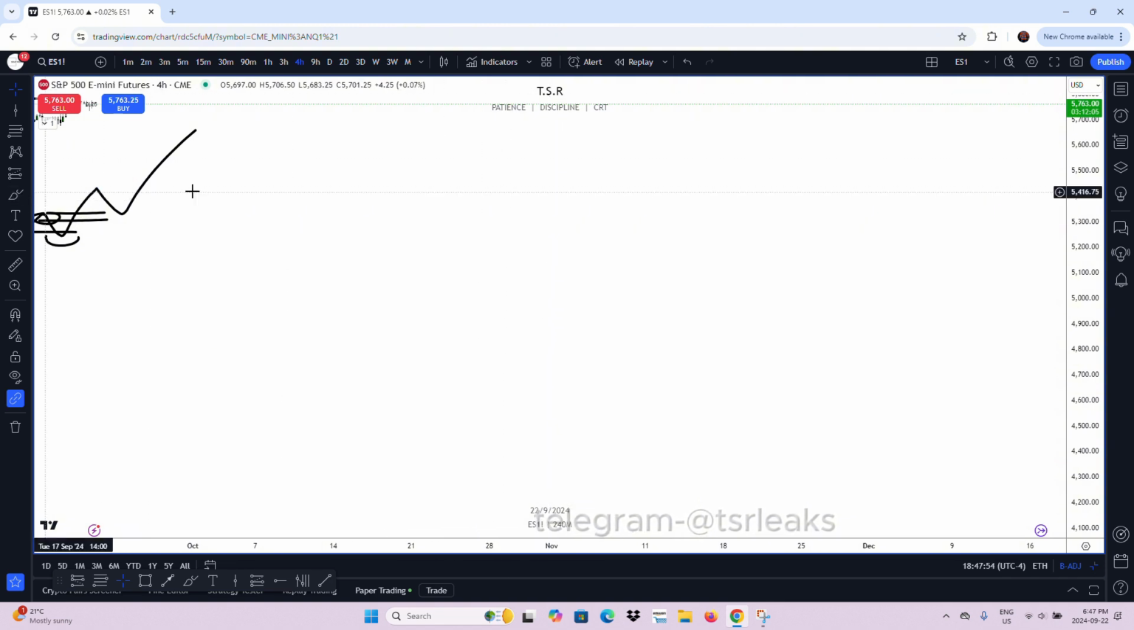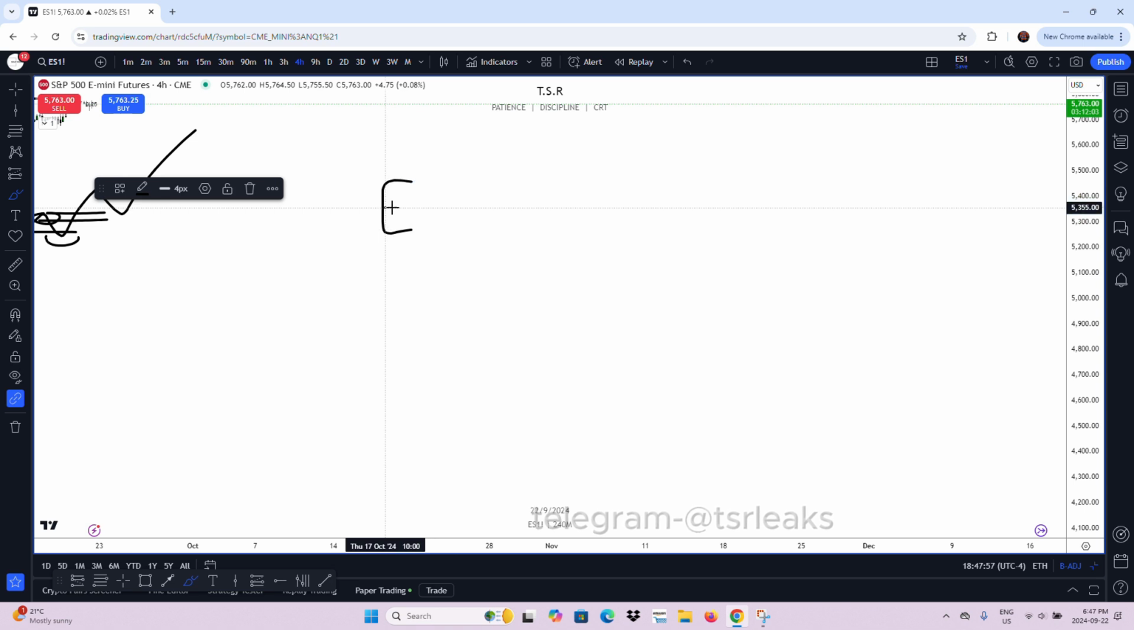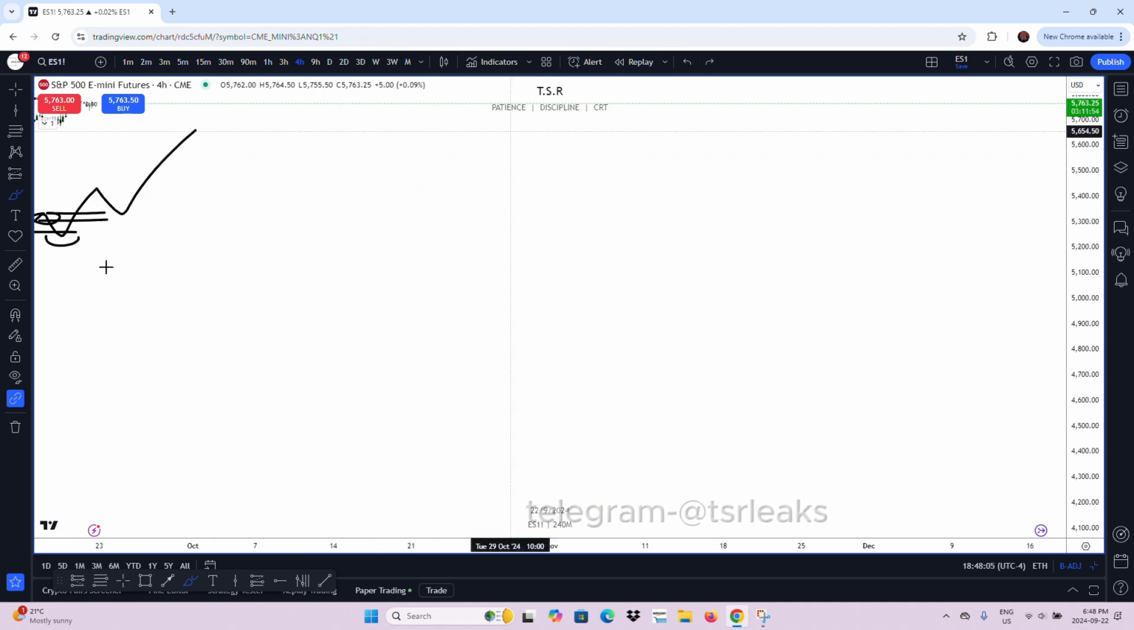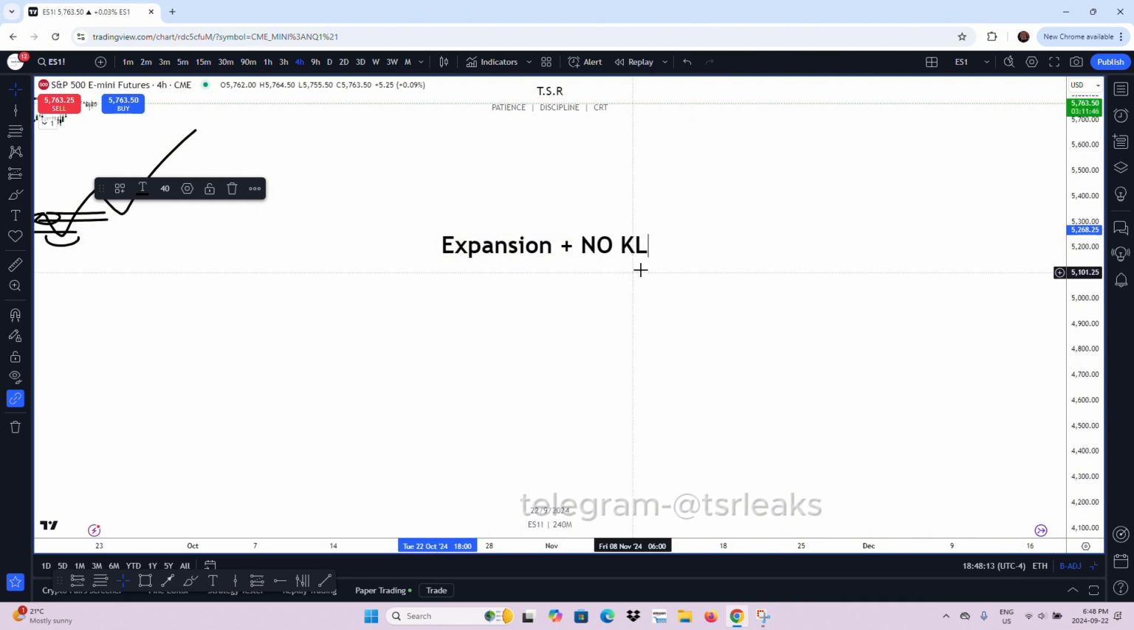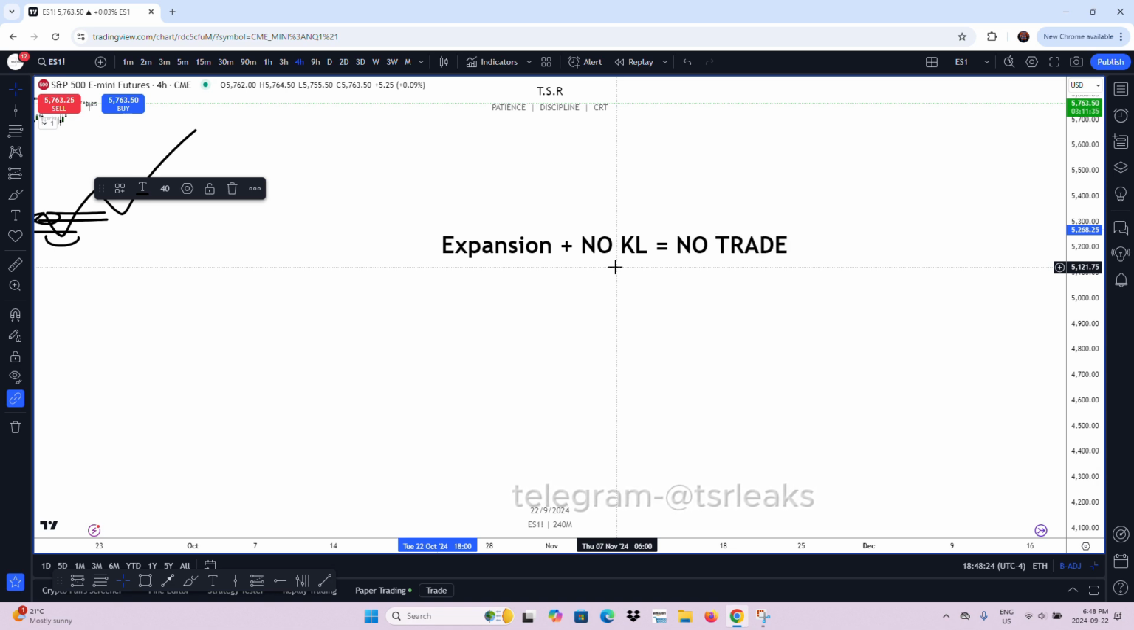If we have an expansion without a key level, so expansion is E. Actually, you know what? Let's use the text. So if we have an expansion without a key level. KL stands for key level. If we have an expansion without a key level, what will happen next? Or should we trade this? First off, no. The answer is no trade, all in capitals. Why? Why is this a no trade type of scenario? What will happen after an expansion without a key level?